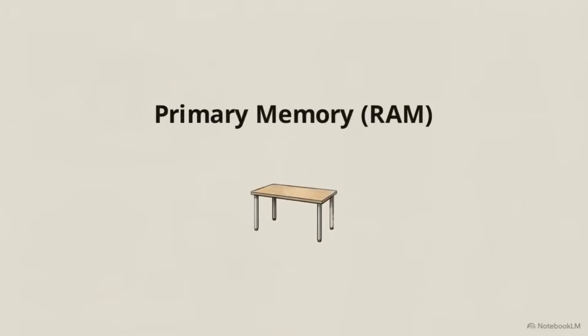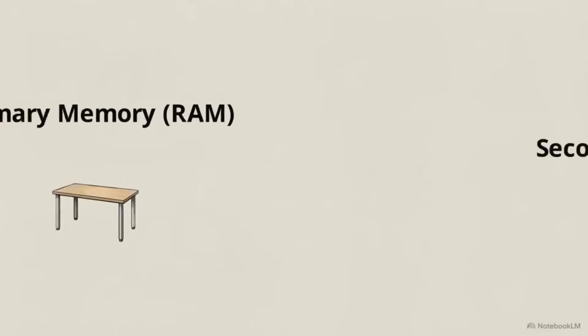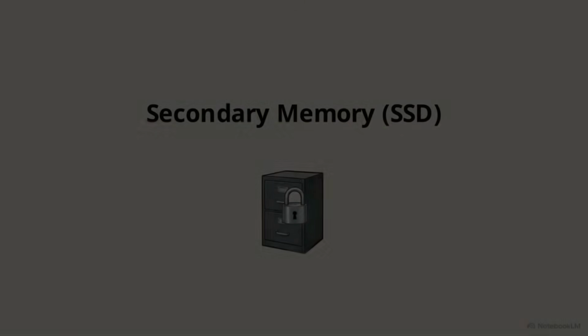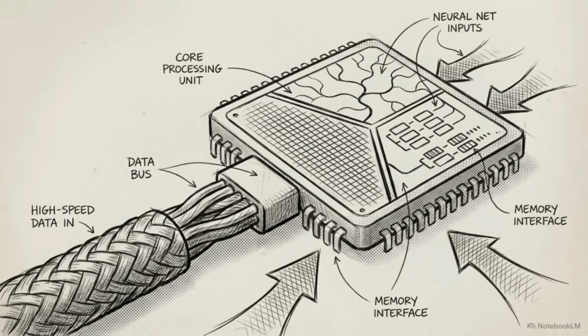Think of primary memory, or RAM, as a temporary work desk. It holds the data the CPU is using right now. If power is lost, the desk is wiped empty. Secondary memory, like an SSD, acts as a permanent filing cabinet. The files here are locked inside and remain there even when the power is turned off. A fast CPU cannot function without an efficient memory hierarchy to feed it information.